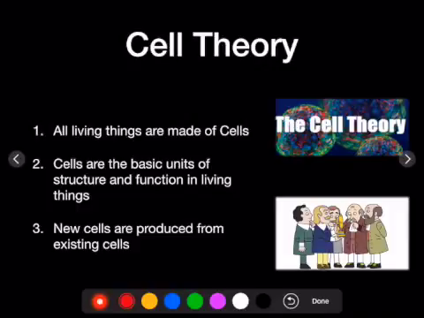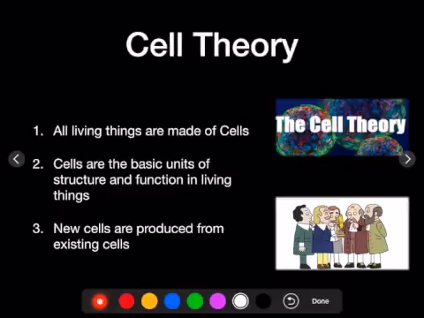So the cell theory states that all living things are made of cells. What they're talking about here is that every living thing, every single one of them, is composed of this single unit called the cell, which is why cells are the basic unit of structure and function in all living things. So for example, plants have cells as their base. Same thing with animals. Bacteria, all of them are made of cells.